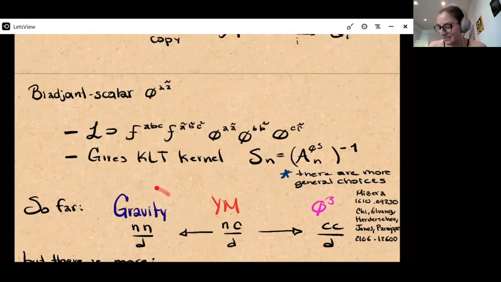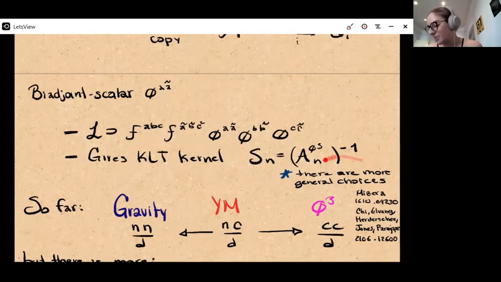So what we have so far is that if you start with Yang-Mills, and now that you have color-kinematics duality, exchanging color for kinematics gets you gravity. Exchanging kinematics for color gives you this bi-adjoint theory that's actually giving you the KLT kernel.